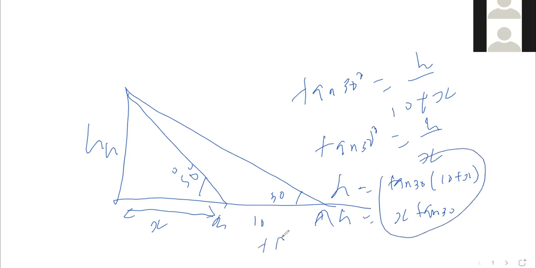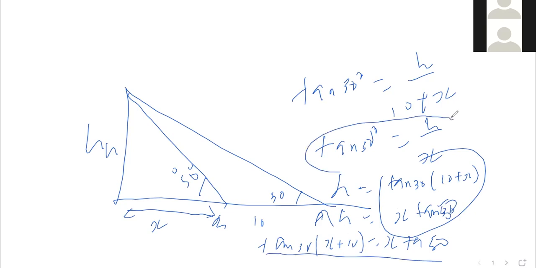So you'll have tan 30 into x plus 10 is equal to x tan 50. This should be 50. So when you do that, you'll be able to find the value of x. And then from the value of x, you can easily find the height when you come back to the original question that you're having. I hope that is clear.